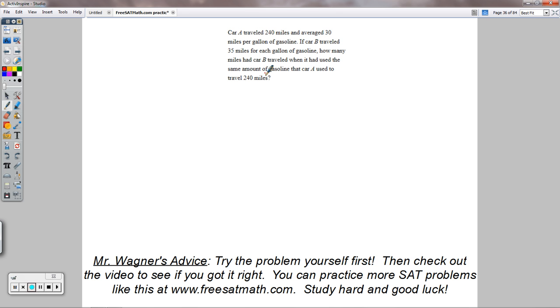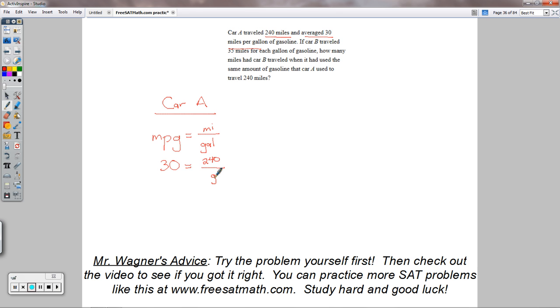So let's make sense of the information we have for car A first. We know that miles per gallon, MPG, equals exactly what it sounds like: miles divided by gallons. It says that it averaged 30 miles per gallon, so I can write 30 over here. That would equal 240 miles divided by, I'll use G for gallons.